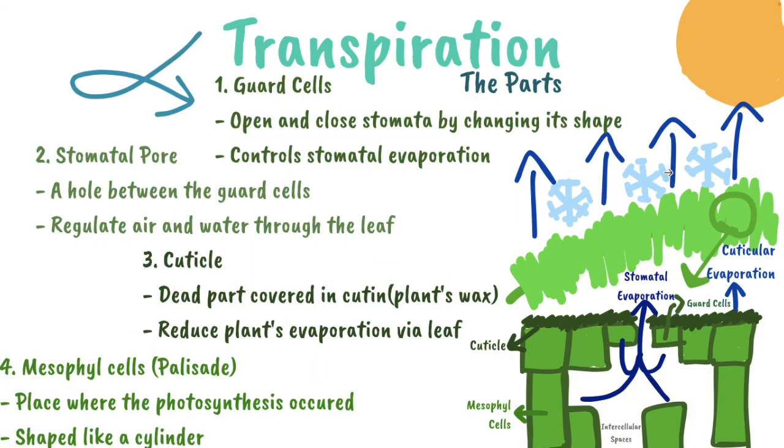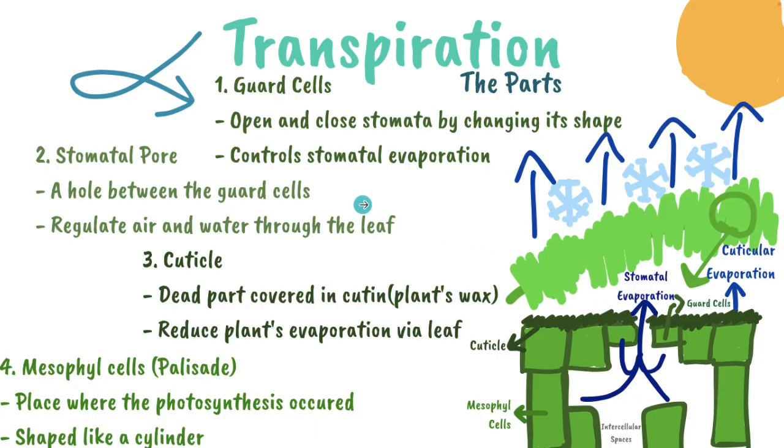Now, if you really zoom in on the leaves, you can see the stomatal cells. What are they? First, we have the guard cells. They open and close the stomata by changing their shape. They also control the stomatal evaporation right here.